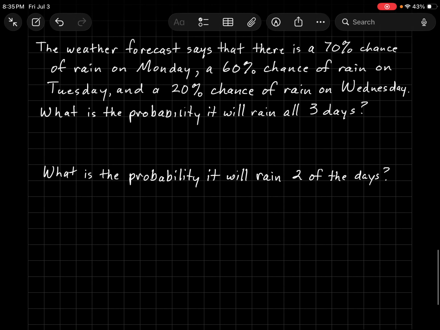Let's look at one more problem. And I'm going to use this problem to illustrate a way that I organize things to help me solve problems. You don't have to do it. It's simply going to be a way that makes problems less complicated for me. And it's going to be the second part of the problem. So here, the weather forecast says that there is a 70% chance of rain on Monday, the first day, a 60% chance of rain on Tuesday, and a 20% chance of rain on Wednesday. What is the probability it will rain all 3 days?